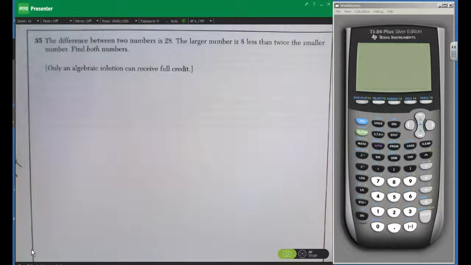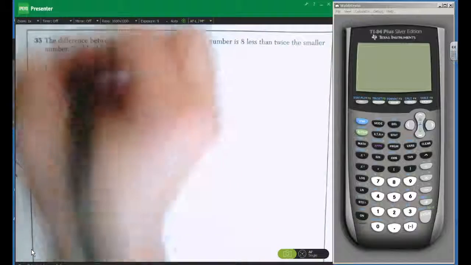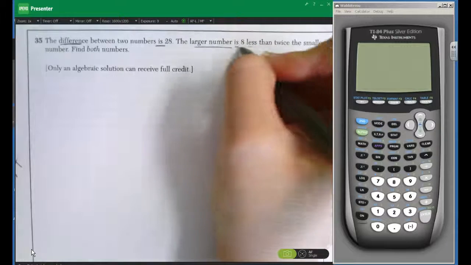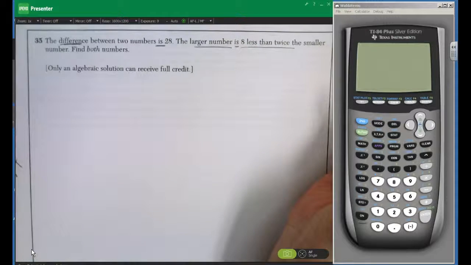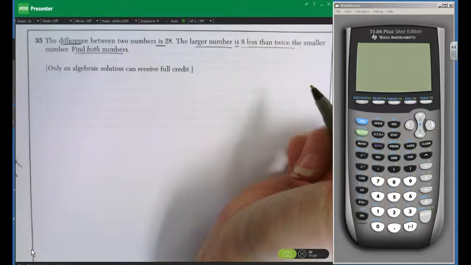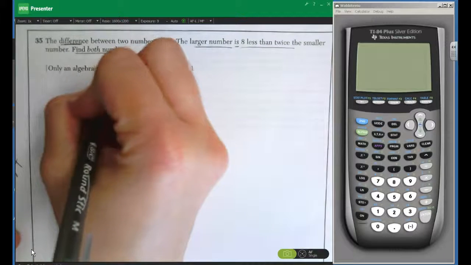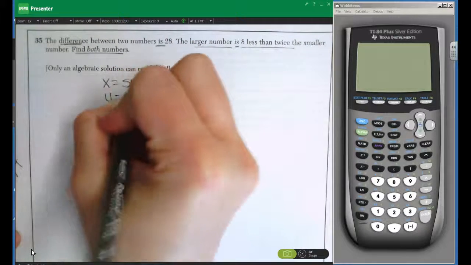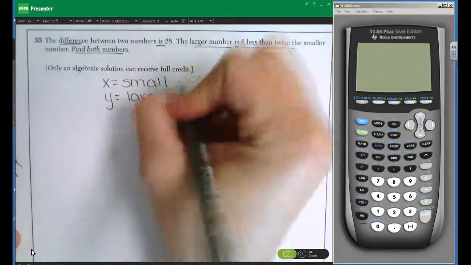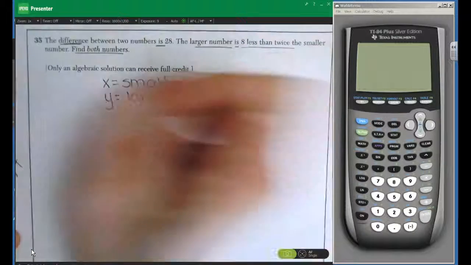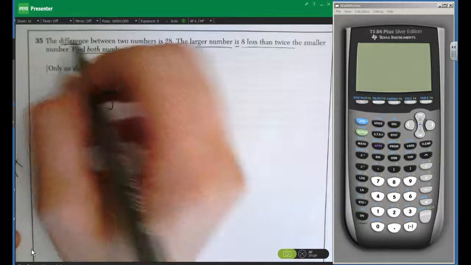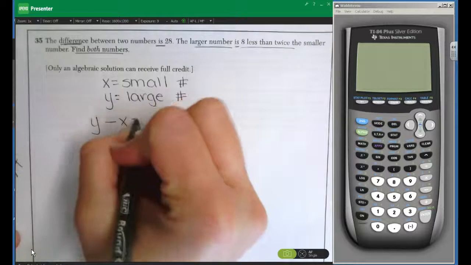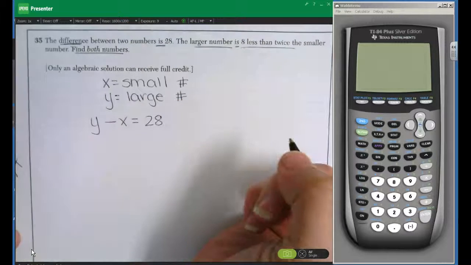The difference between two numbers is 28. The larger number is 8 less than twice the smaller number. Find both numbers. So we have a small number, x, and for our purposes right now, y is going to just be the larger number. I know difference is subtraction, so the difference of the numbers is 28. So we have y minus x equals 28.